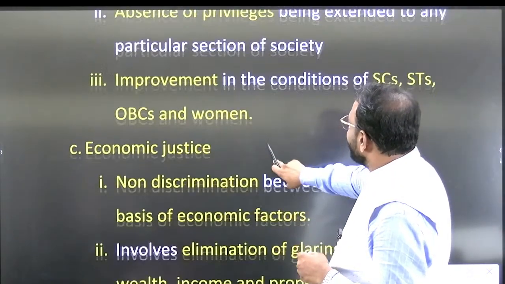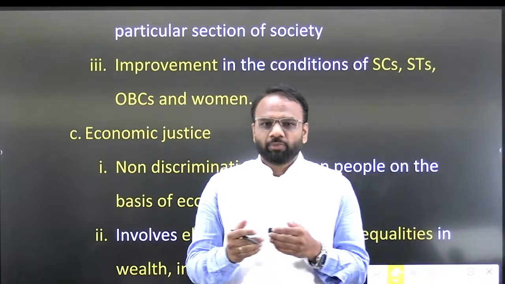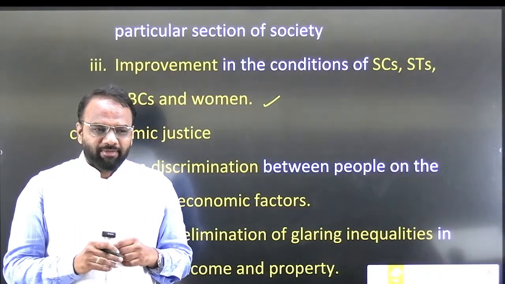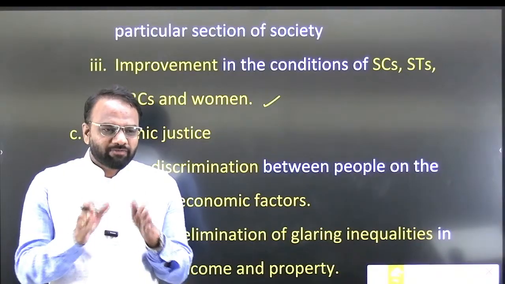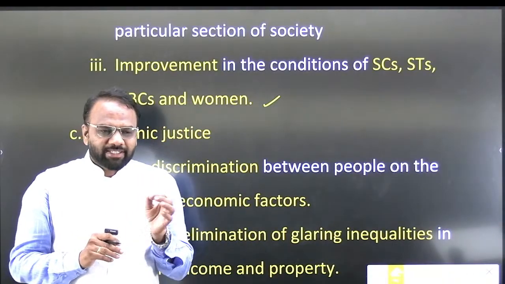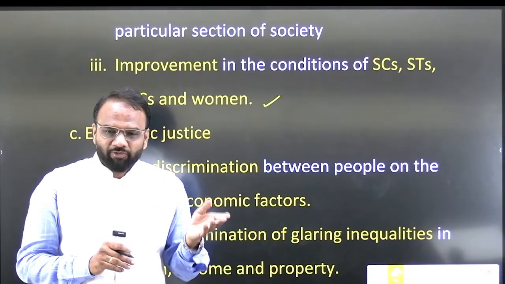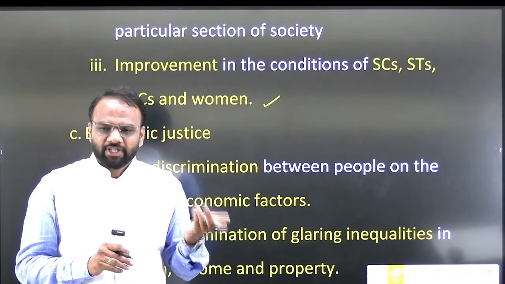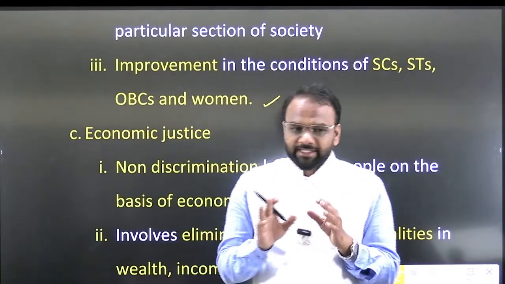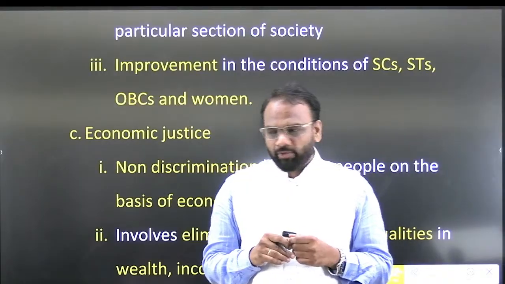As I mentioned, improvement in the conditions of scheduled castes, scheduled tribes, OBCs and women. To improve their condition, some special provisions will be made. For example, some seats in the KSRTC bus will be reserved for women. Some seats in the Panchayat Raj are reserved for women. There is some reservation for women in education and employment. Similarly for scheduled caste, scheduled tribe, OBC. All these are examples of social justice. When I say social justice, you should be able to recall all these things. Exact memorization is not required. You are not supposed to memorize these things, but understanding is important.